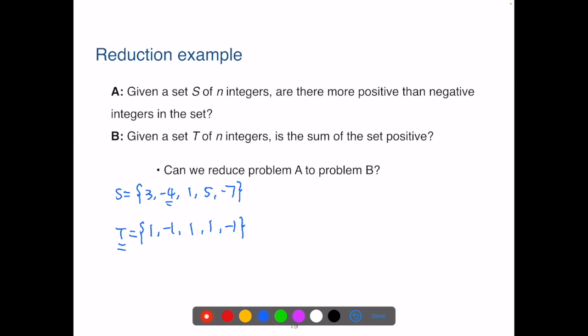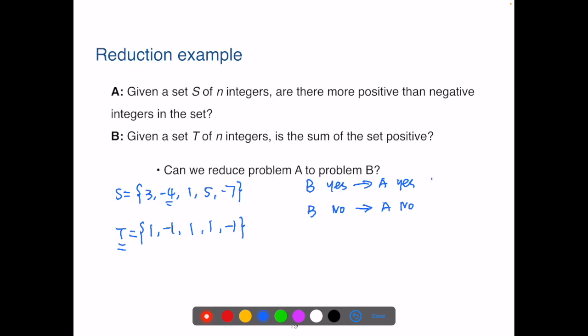Now, is this transformation polynomial? Yes, we just need to go through all the elements in the set S once. So it's linear, so it's polynomial time. Second, is this transformation answer preserving? We need to prove that when B answers yes, A also answers yes. When B answers no, A should also answer no.